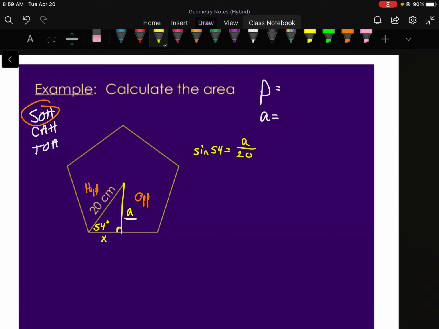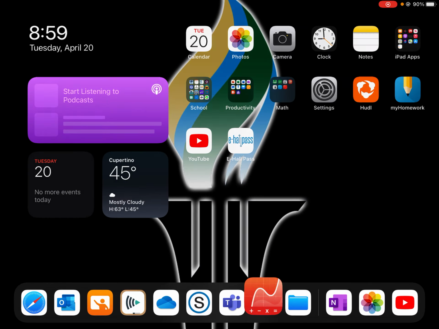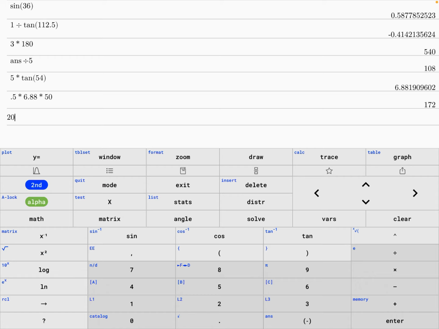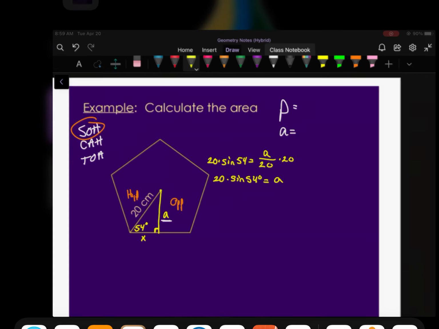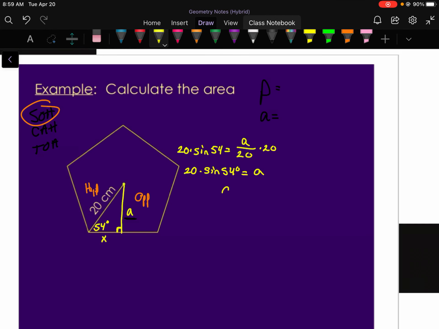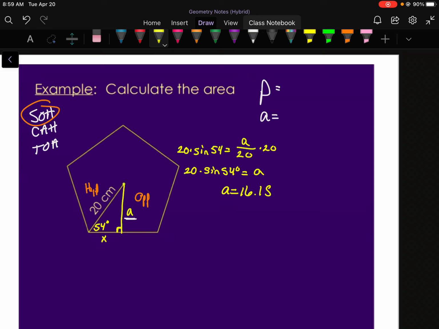So our setup's going to be sine of our angle, 54, equals the opposite side A over the hypotenuse, 20. And just like before, you have to get your variable by itself. So we'll multiply by 20. So we have 20 times sine of 54 degrees equals A. Type that into your calculator. 20 times sine of 54 degrees is 16.18. So there we go, we got that.